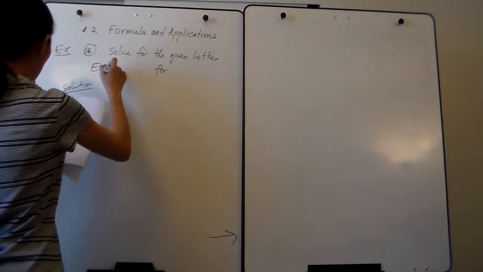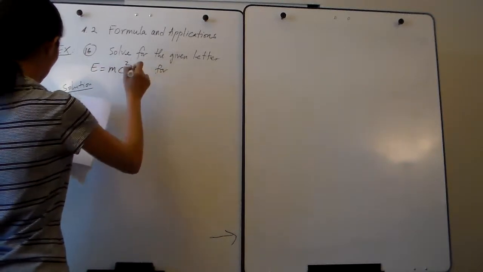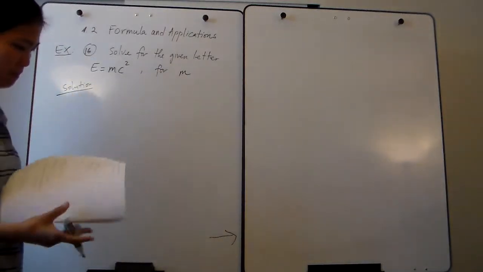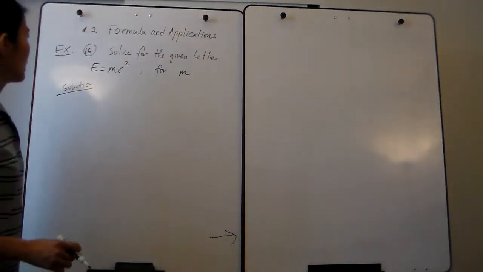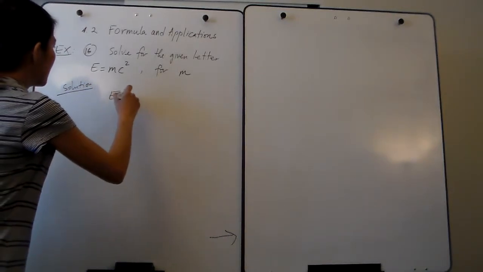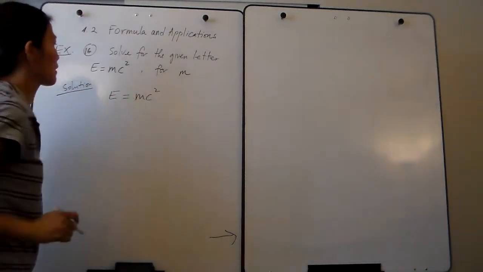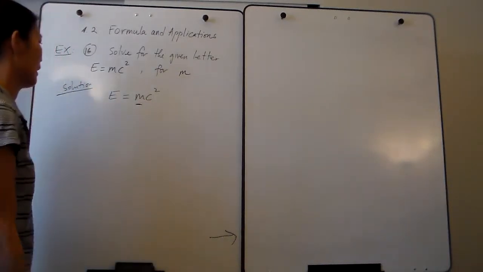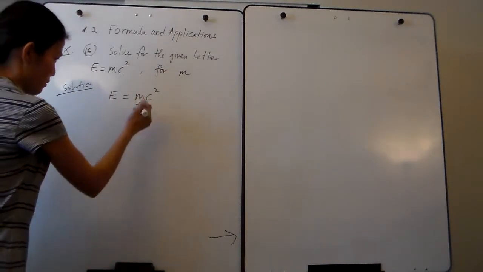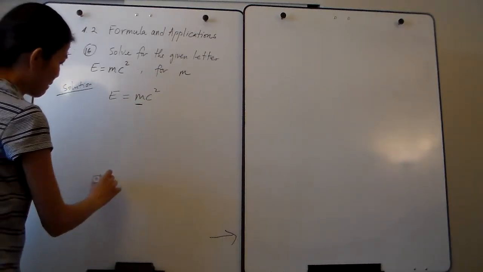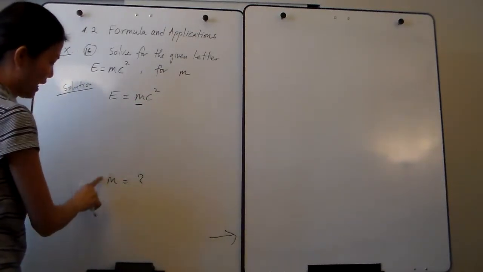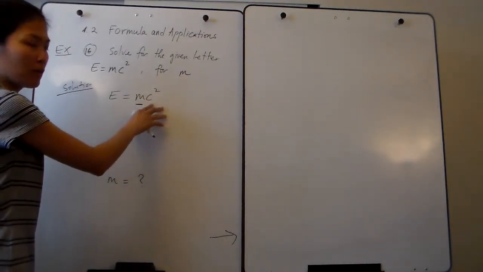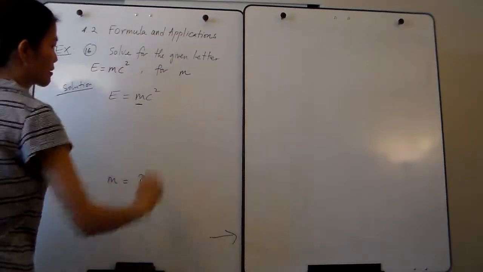E equal to mc squared, and we solve for m. So let me rewrite the equation. E equal to mc squared. We want to solve for m, the letter m. And again, if we want to solve for m, that means we want m equal to something. So we have to have 1 times m or 0 plus m, depending on its coefficient or the term it is with.